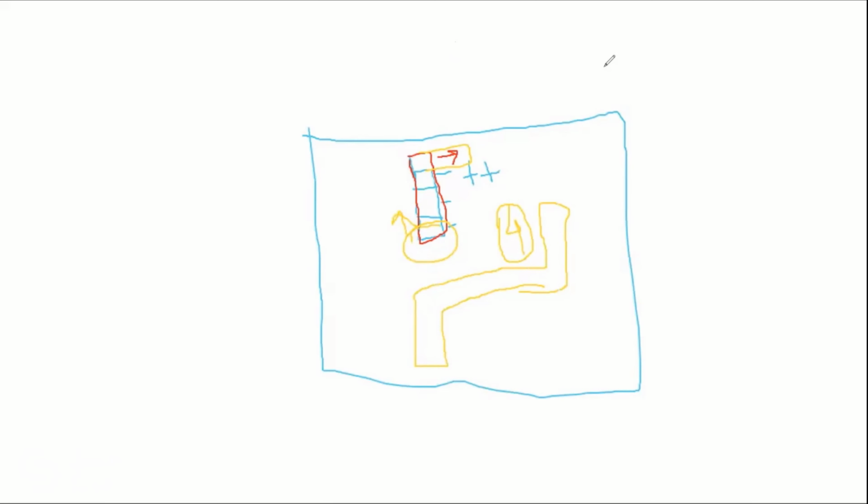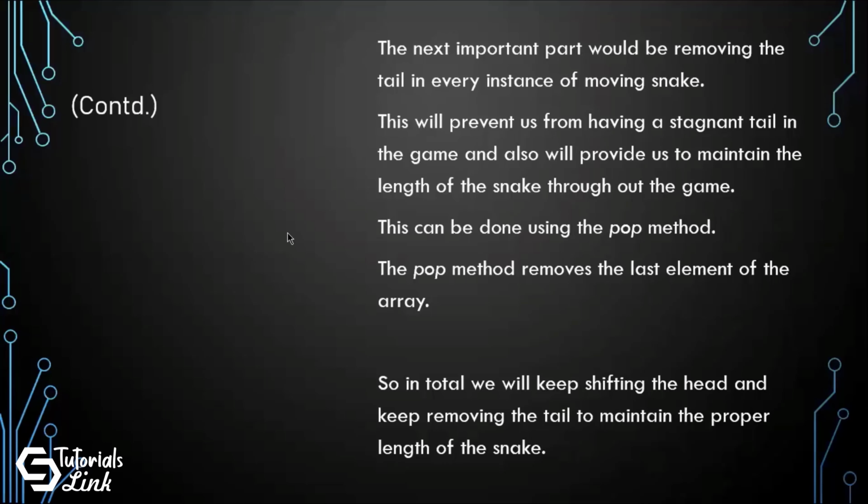So we have to prevent that. In total, we will keep shifting the head and keep removing the tail to maintain the proper length of the snake. And this can be done using the pop method. The pop method quickly removes the last element of the array.